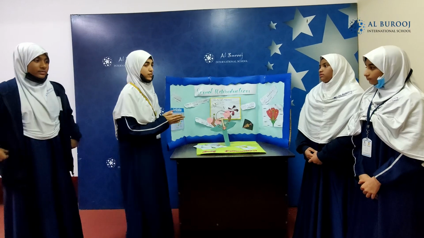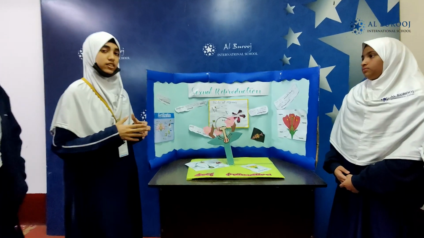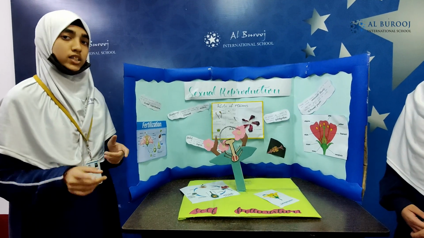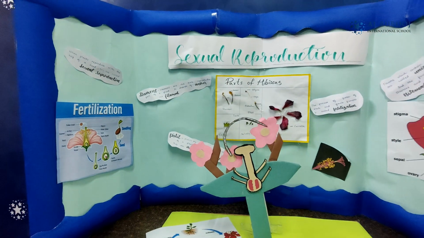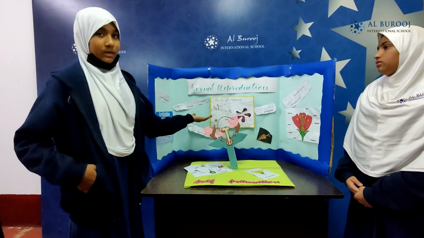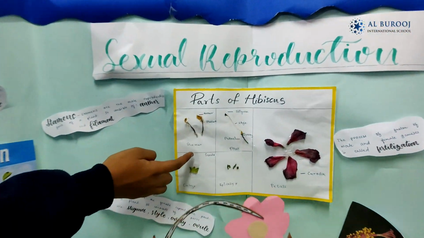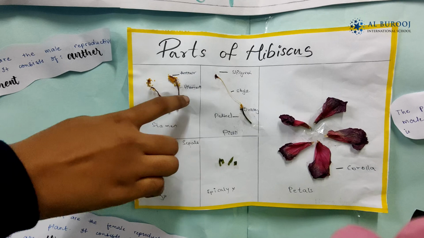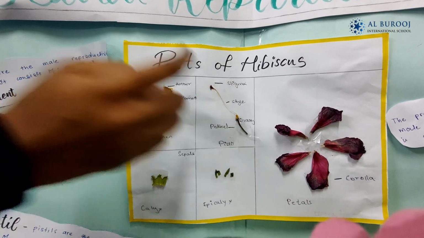Next we have sexual reproduction. What is sexual reproduction? When plants give birth to another plant using seeds, that is nothing but sexual reproduction. Now, first let's learn about the parts of a flower. Here I have taken a hibiscus. So we have some petals, some sepals, and then we have a stamen which consists of anther and filament. Here we have a pistil which consists of stigma, style, and ovary.